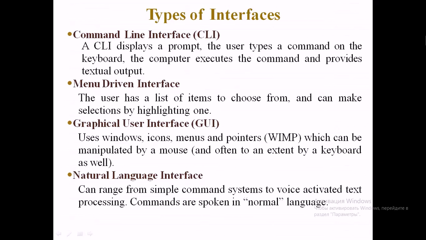The second is the menu-driven interface. In a menu-driven interface, the user has a list of items to choose from and can make selections by highlighting one. The next is the graphical user interface. It uses windows, icons, menus, and pointers, which can be manipulated by a mouse and often to an extent by a keyboard as well. The last one is the natural language interface. NLI can range from simple command systems to voice-activated text processing. Commands are spoken in normal languages.